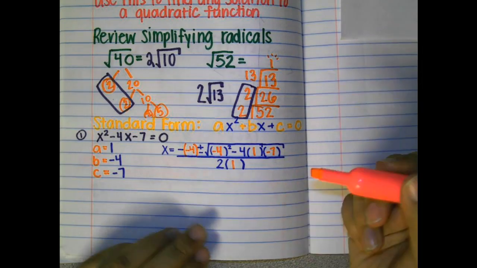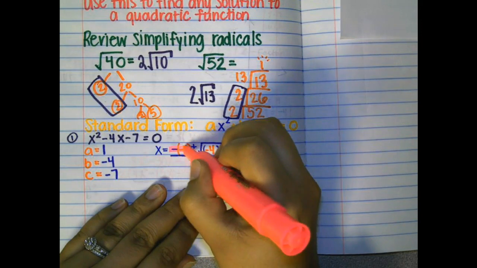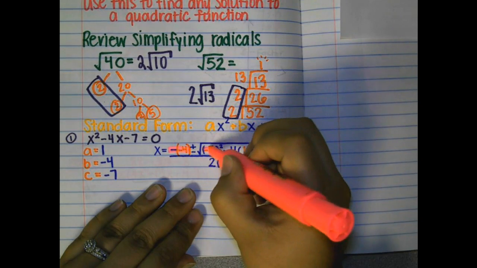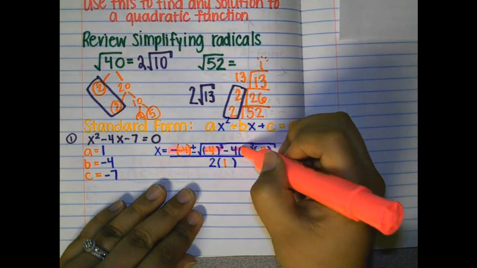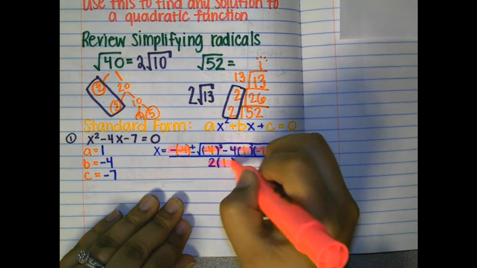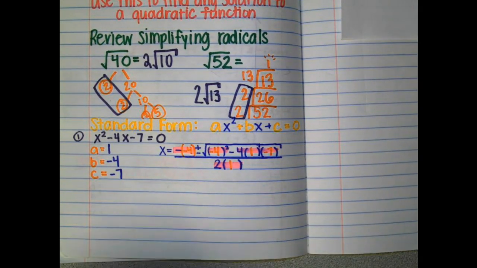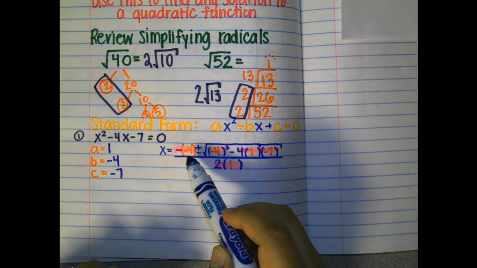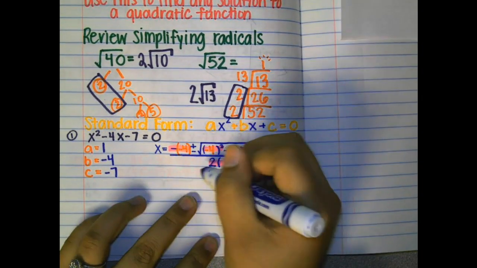So the things that I'm going to simplify or rewrite are going to be the negative of -4. I'm going to simplify -4 squared. And then I'm going to simplify 4 times 1 times -7. And then 2 times 1. Everything else is going to stay the same. So here's what I'm going to end up with. I'm going to get negative of -4 is simply +4. So I'm going to write +4.